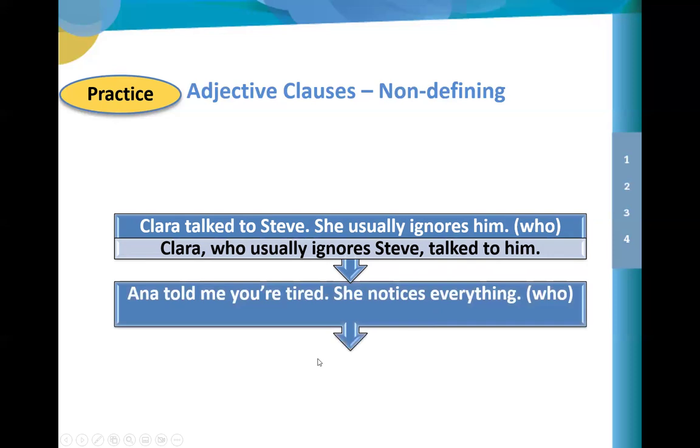Now, another sentence. Anna told me you're tired. She notices everything. Use who to make a non-defining adjective clause in one sentence.